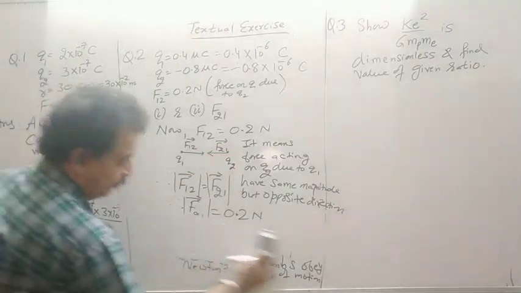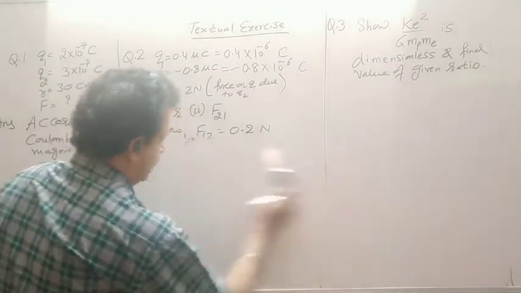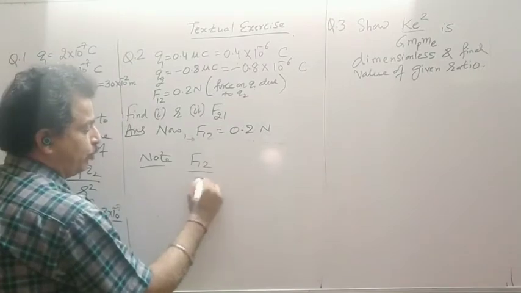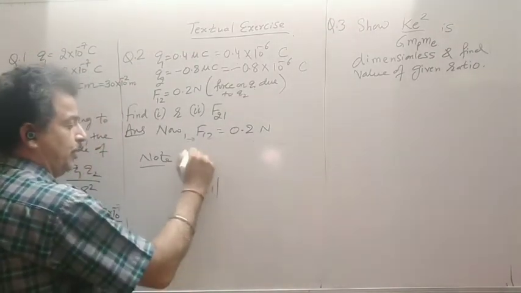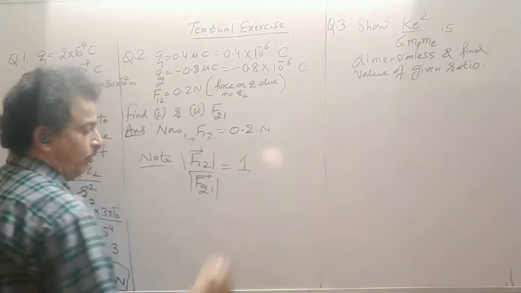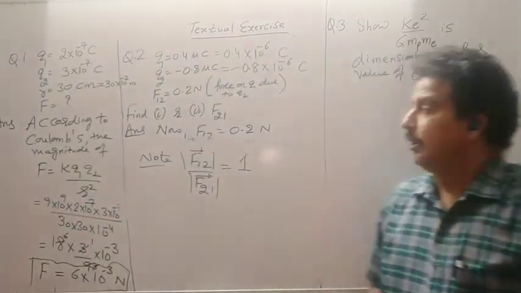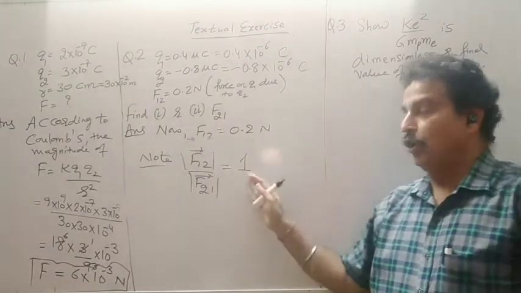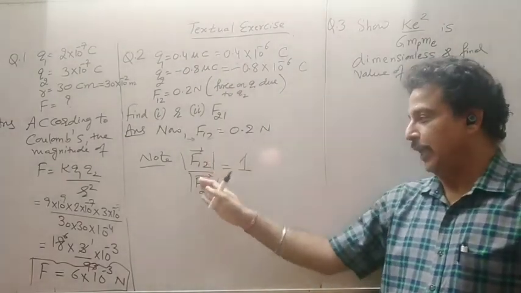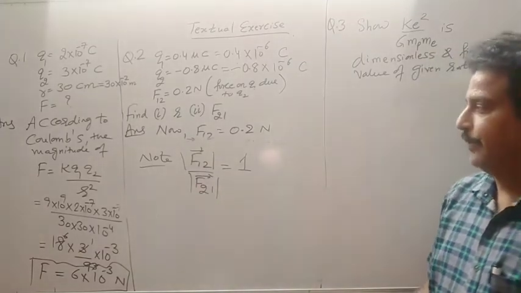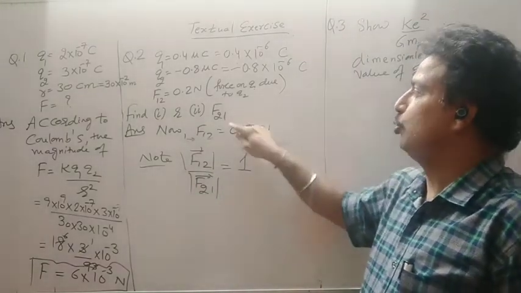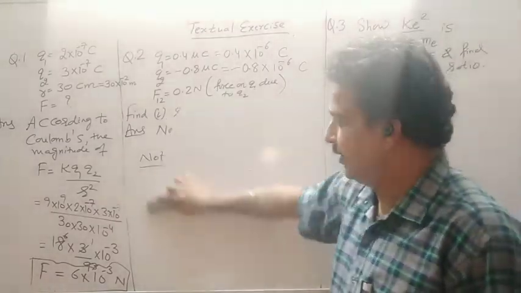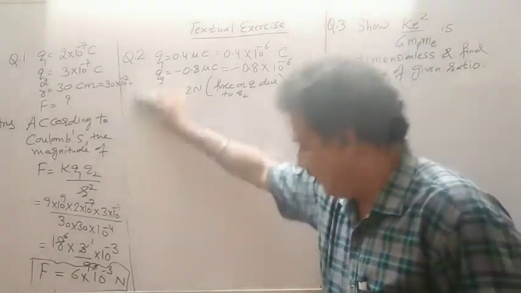As far as the magnitude is concerned, both will have the same magnitude and the direction will be opposite. Also you have to note down that if we take the ratio of the magnitudes of F12 and F21, this ratio always comes out to be 1 irrespective of the charges given, because the F12 magnitude and F21 magnitude are the same. So the second part, the force acting on Q2 due to Q1, is also 0.2 Newton.